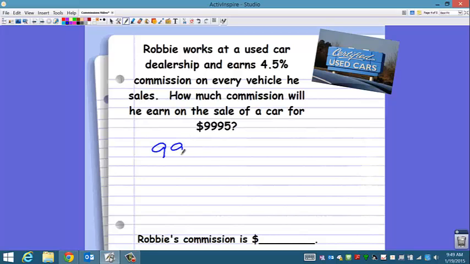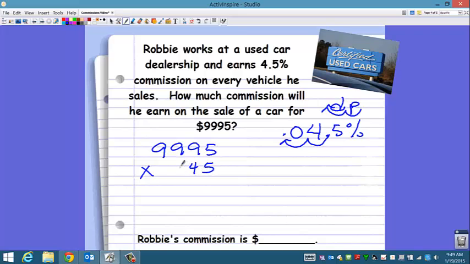So we're going to multiply 9,995 by 4 5/10%. Remember, we can't multiply by percents, only by whole numbers or decimals. So we need to change this to a decimal. Do your DP, percent to decimal. Move the decimal 2 places to the left. 1, 2. I'm going to insert, annex a 0. So I'm going to multiply it by 45 thousandths.